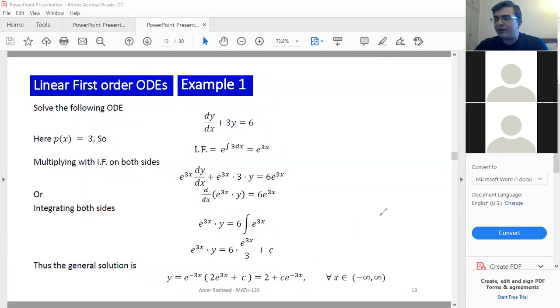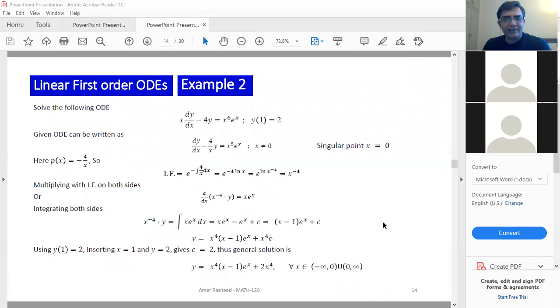Just give me 1 minute and then I'll finish. Now I have taken another example in a similar manner, just a couple of minutes and then I'll finish. In this example, I have taken this equation. It is not in the standard form. It is the general linear first order differential equation.